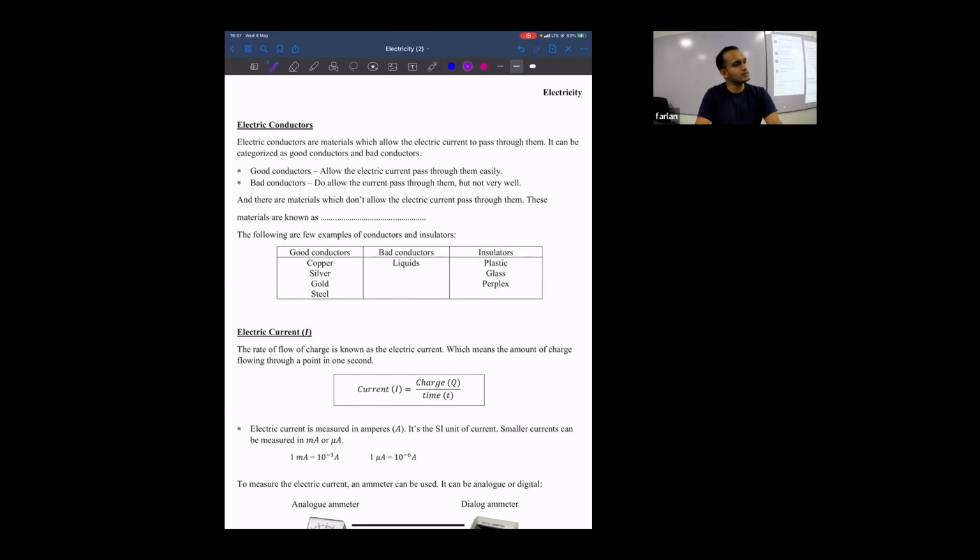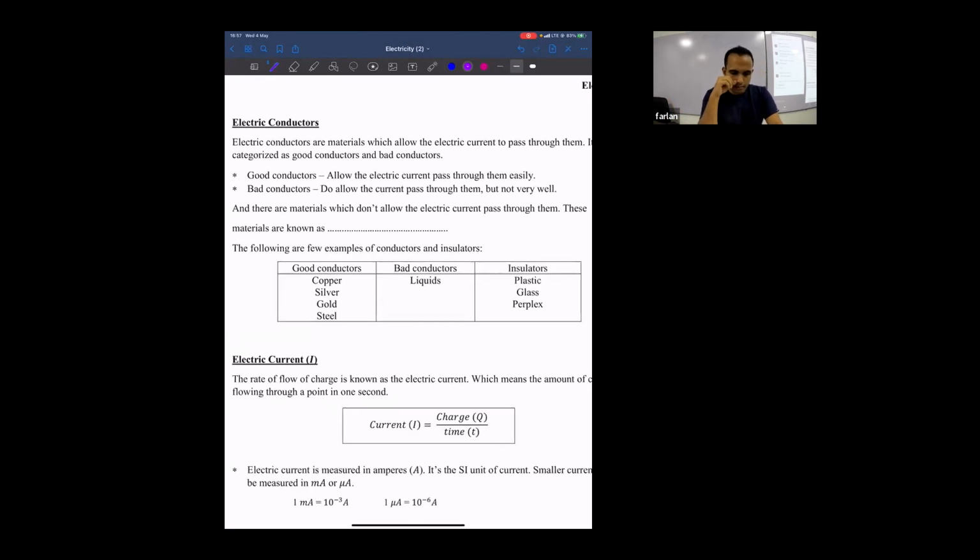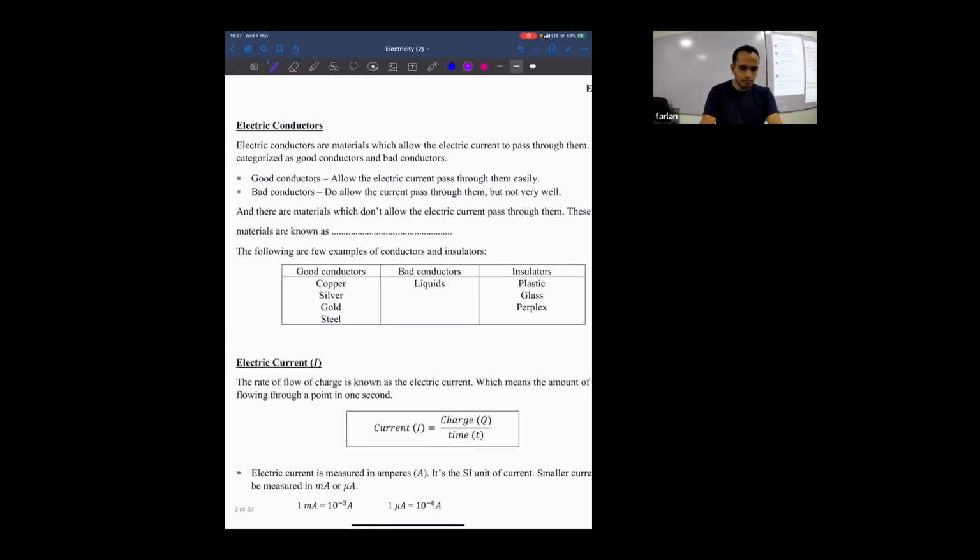So what are good conductors? Good conductors allow the electric current to pass through them easily, and bad conductors do allow the current to pass through them, but not very well. So those are bad conductors.